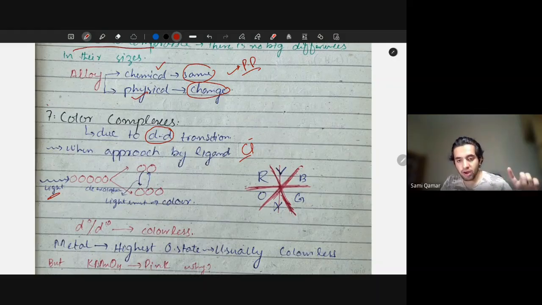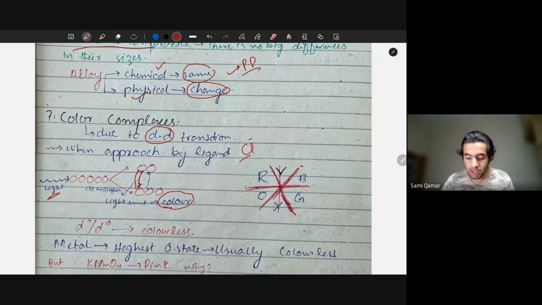Now when light falls, what will happen? A d-d transition will occur. An electron will move from a lower energy state to a higher energy state. In that case, they absorb energy and become excited. Once the light is removed, they come back to their low energy state, because they need to attain that. De-excitation occurs, and they emit light which will be colored. So they will give us a color.